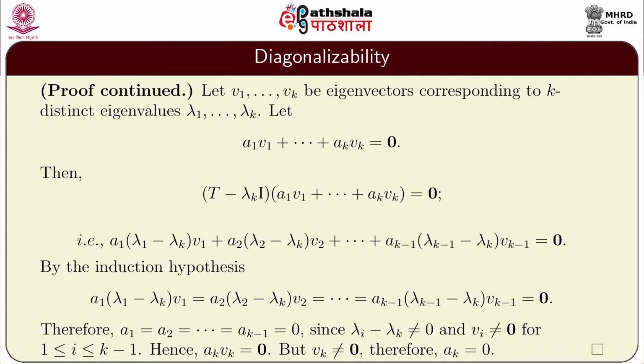Therefore, ak Vk is the 0 vector, but Vk being an eigenvector, it is not 0, and therefore, ak is 0.